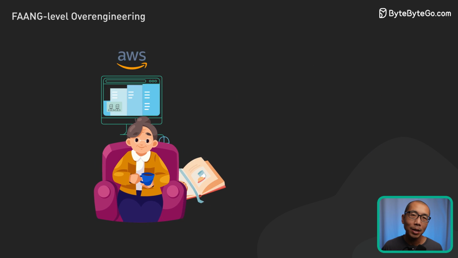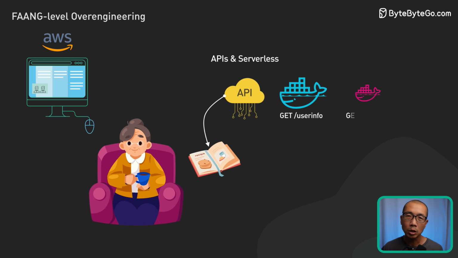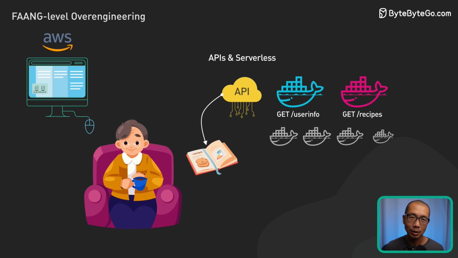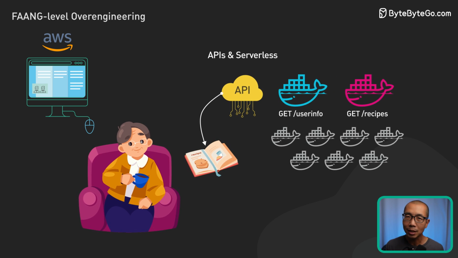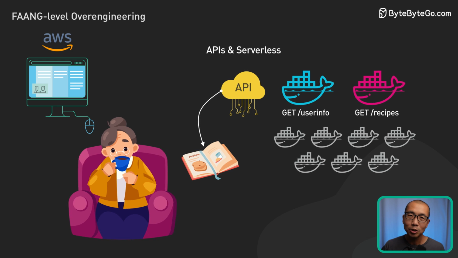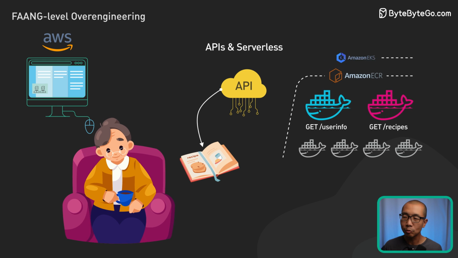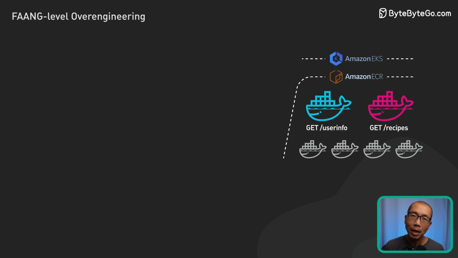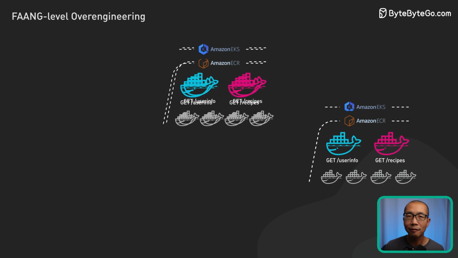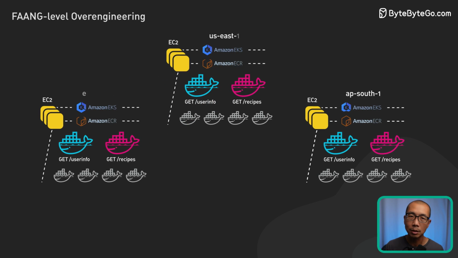Next, you will need an API to dynamically adjust the recipes. For this, you will want to containerize the APIs. Yeah, it could easily be done client-side, but what's the fun in that? Build Docker images for each API, store them in ECR, and manage deployments with EKS. Scale up your cluster across multiple availability zones, and pay for EC2 instances you don't need.